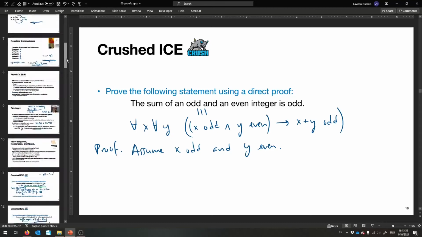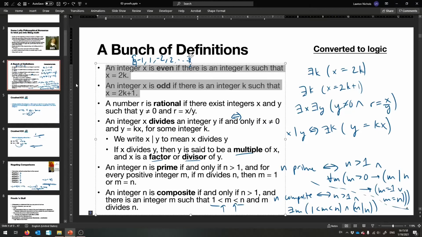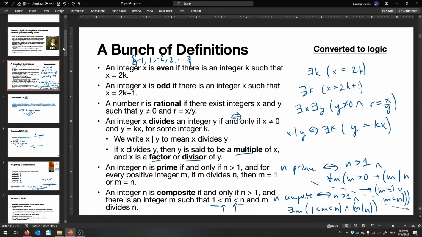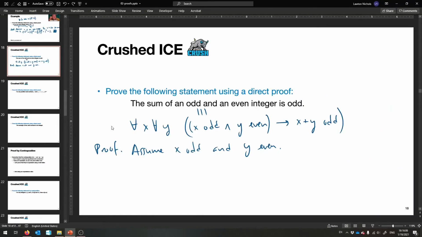And the answer is to go back to the definition. So if you didn't try that yet, and you didn't get it to work, use these definitions right now. Try it yourself again, and then see if you get it this time. Okay, so let's do it. So if x is odd, so let's see, x equals 2k plus 1 for some integer k. And y, well, y is even. It's 2 times some other k. It's not the same k. It's some different thing.